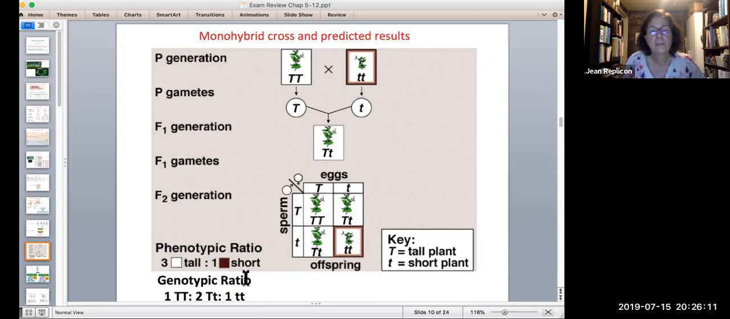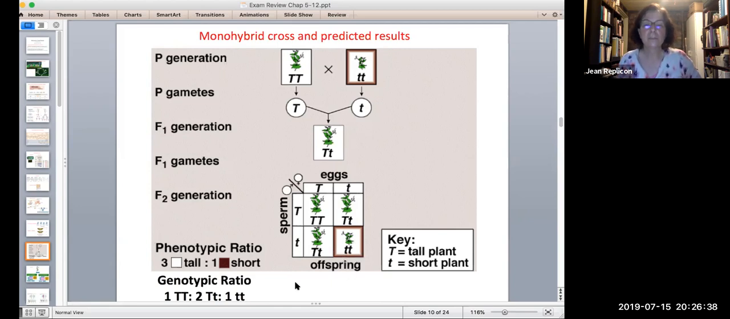So the phenotypic ratio is the physical appearance. And I like to create these Punnett squares, and you can do that on the back of your Scantron. You'll have a little space if you want to. Create the Punnett squares and then actually indicate what the plants are like. Then you would see this is tall, tall, tall. So 3 out of 4, or a 3-to-1 ratio of tall to short.